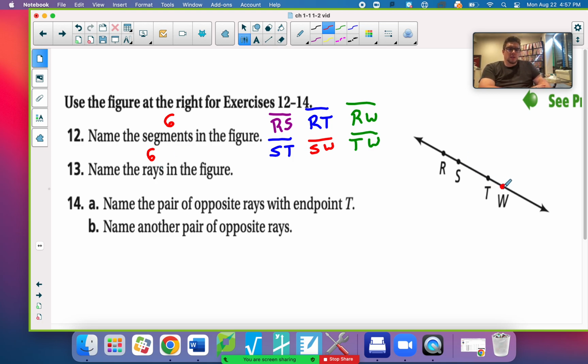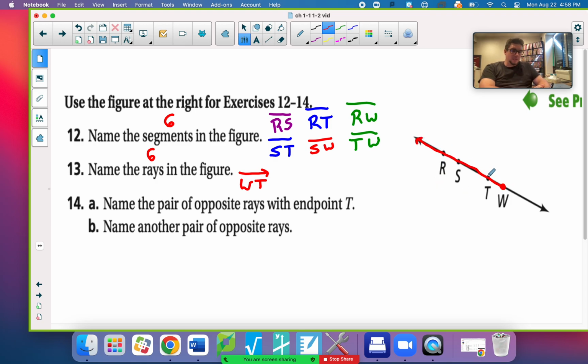So if we start at W, W is our endpoint. We have ray ST. This is where we are making a change. I read the textbook. I read some other things about geometry online. So WT, our ray right here. W goes through T, goes all the way this way.